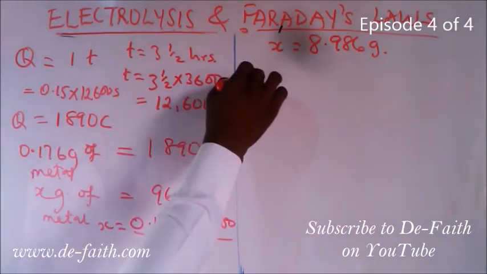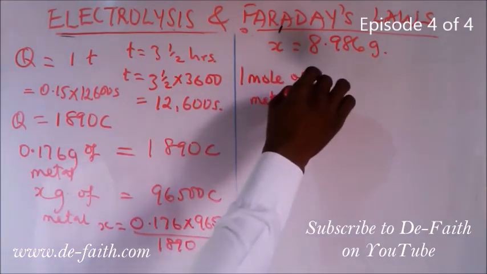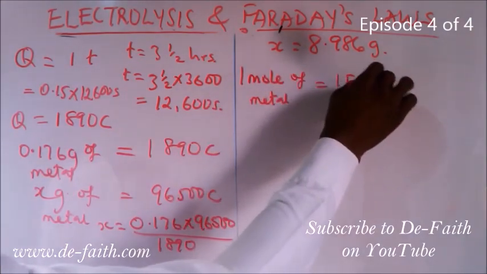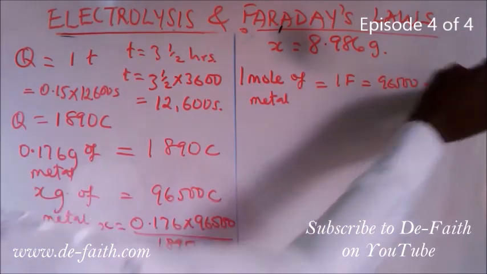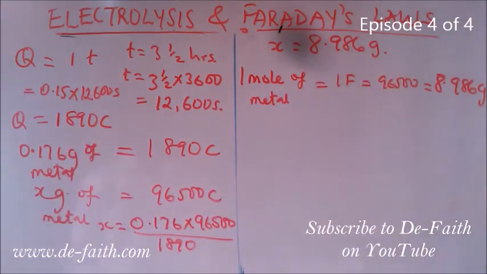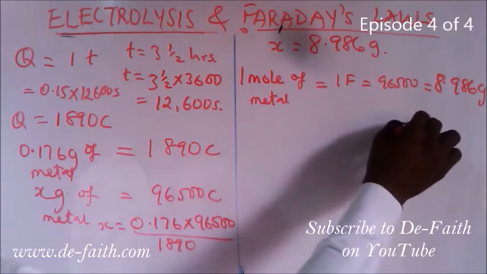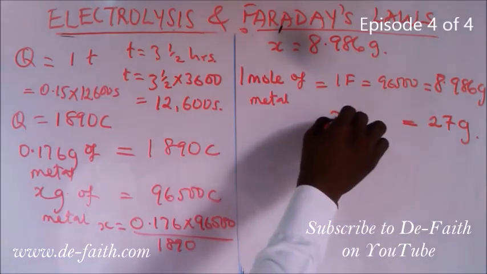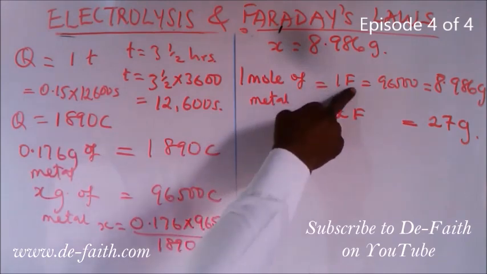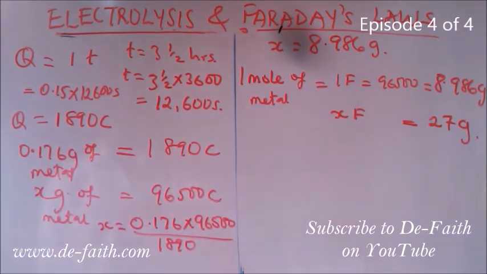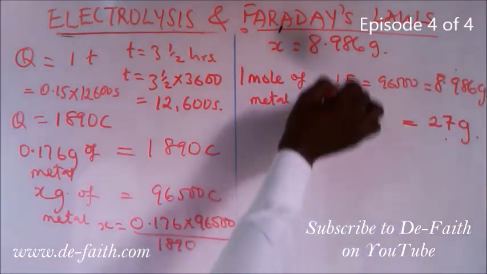From here, it means that 1 mole of metal is equal to 1 Faraday, and that is 96,500 coulomb. And in this case, 8.986 gram. That is what that means. But in the question, we were told that the relative atomic mass of the metal is 27. And so we have it that 27 grams will produce how many Faraday? Taking note that the Faraday represents the number of moles of electrons. So how many electrons are we going to have? So we are relating mass to the Faraday.